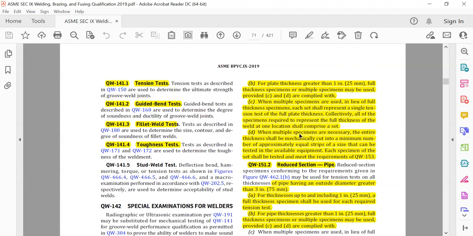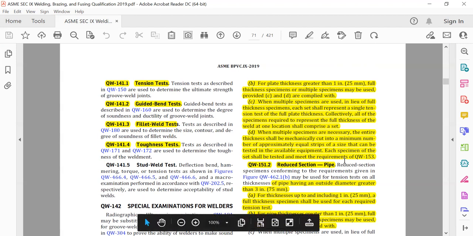That's all. When the multiple specimen are necessary, the entire thickness shall be mechanically cut into minimum number of approximately equal strips of size that can be tested in the available equipment. Each specimen of this set shall be tested and meet the requirement of QW 153. If your machine power is there, you can do one time. Reduce section pipe.